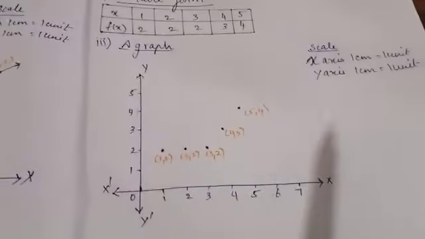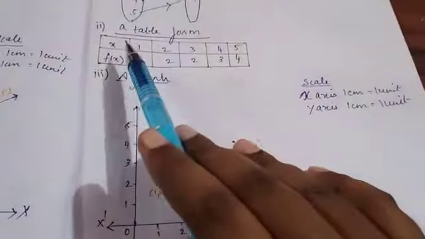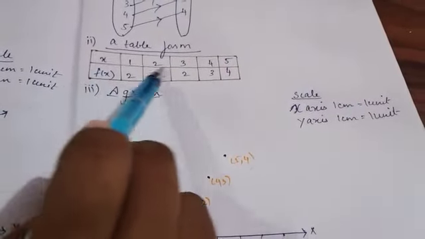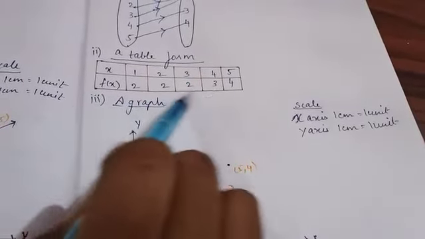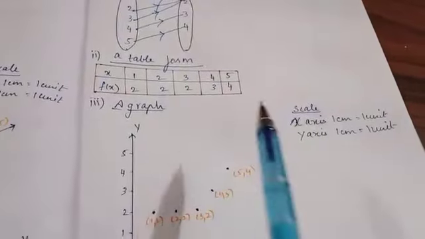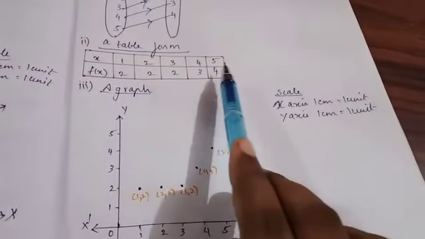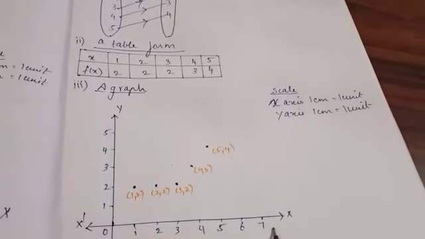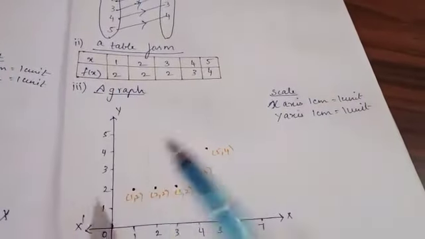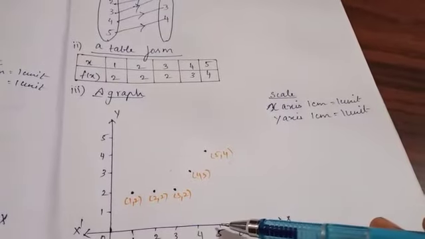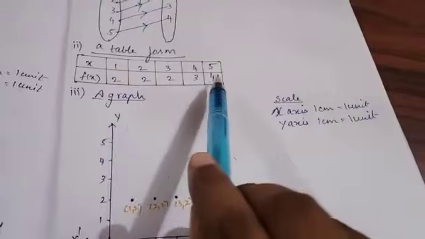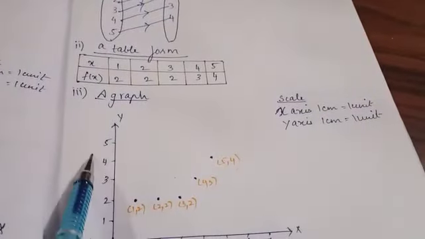So for a graph we have to draw the graph. This will be our x values and this is our y values. So here in our x values we have up to 5. I've extended it till 7. It is okay if you stop at 5. Next, this is our y value. We have till 4, so I've extended up to 5.